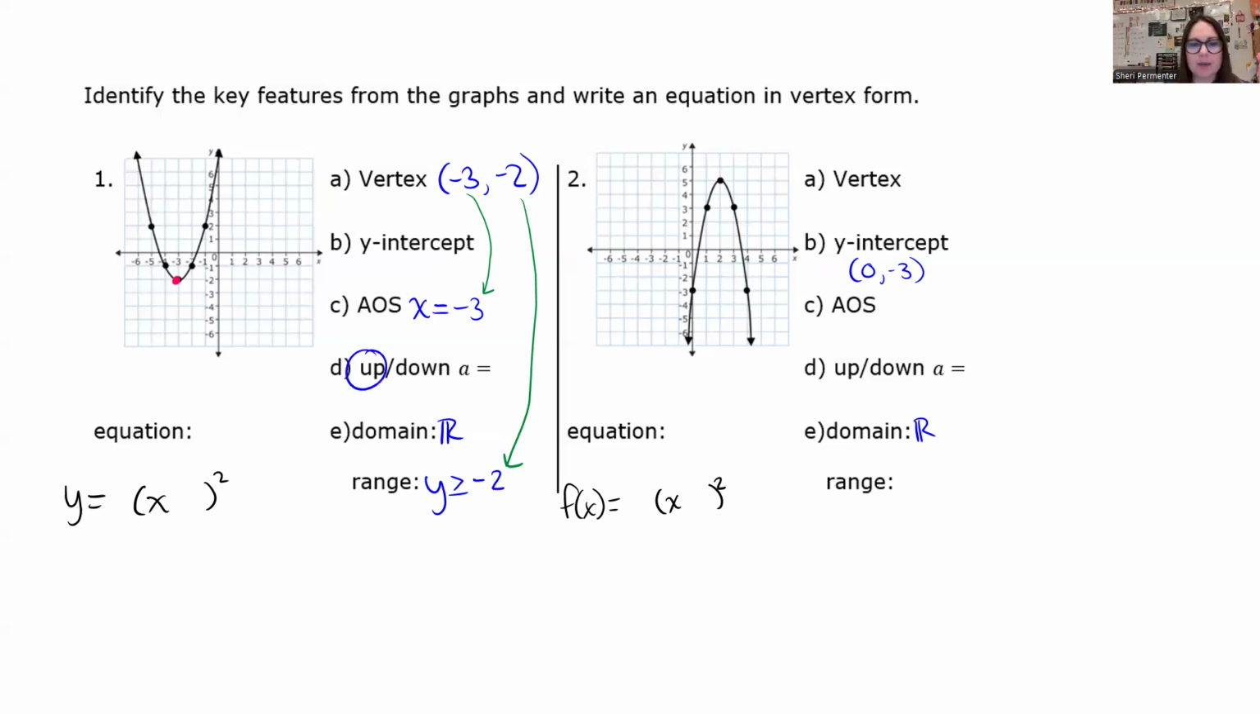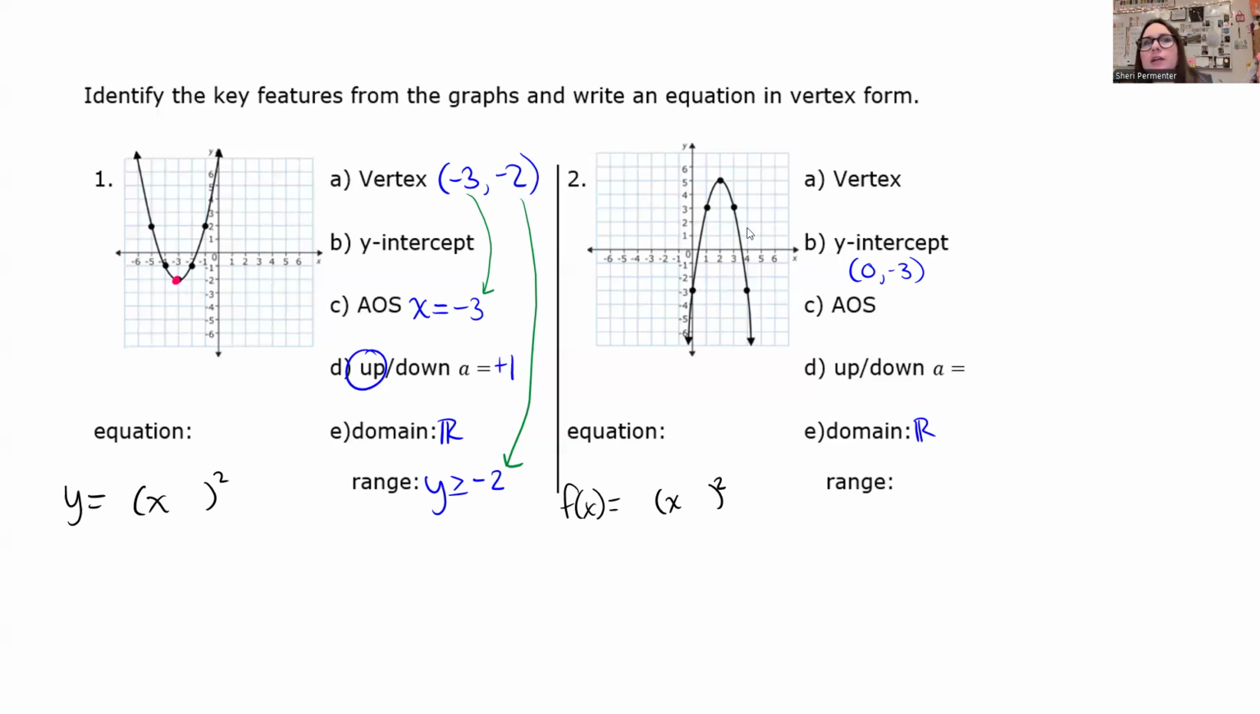And when it's facing up, it means that the A value is positive. And all you're checking for the A value every time is the very first distance. And usually it's a 1, but if it's not a 1, we just count. So for this one, if I go over 1, how far up do I go? 1, that's my A value.